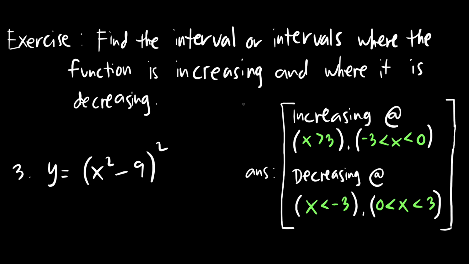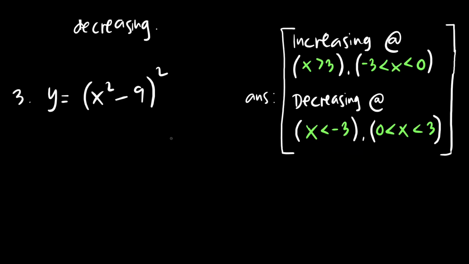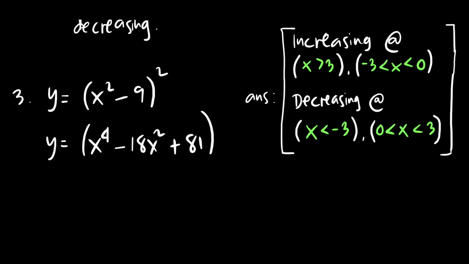Find the interval or intervals where the function is increasing and where it is decreasing. So let's have this example: y equals (x squared minus 9) raised to the power of 2. For the first derivative test, we'll get its y prime first. So we'll just evaluate first: x raised to the power of 4 minus 18x squared plus 81.